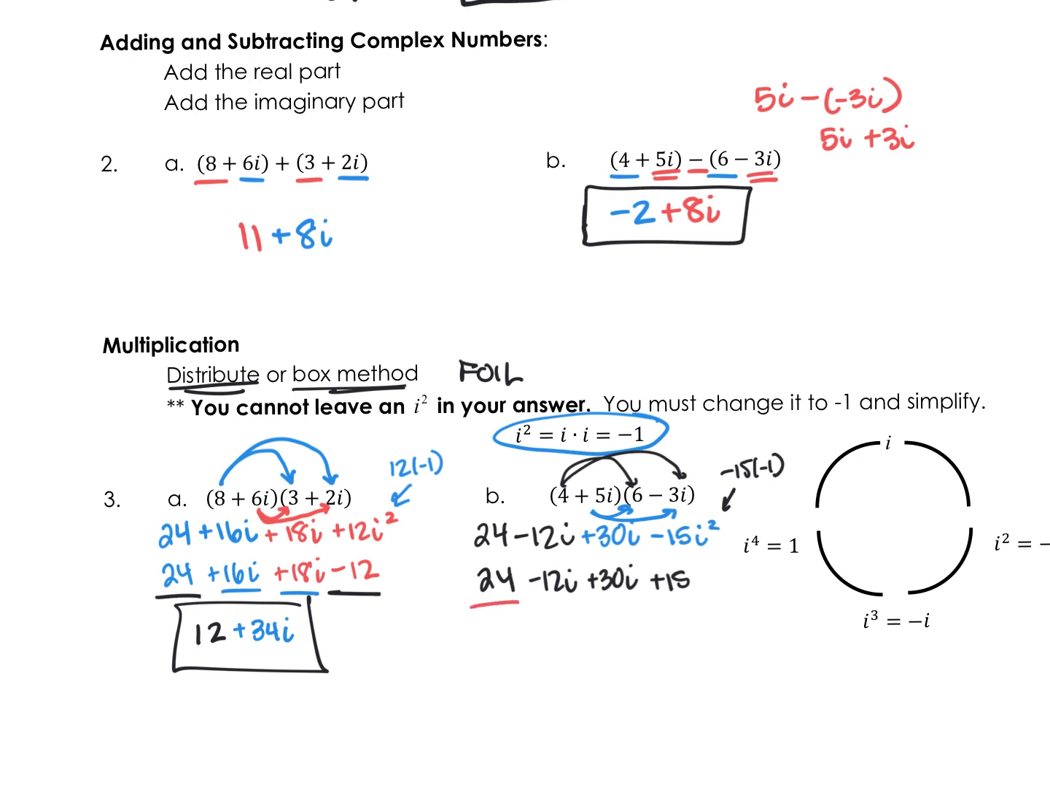Then you can combine like terms. 24 plus 15 is 39. And -12i plus 30i is 18i. And that should be your final answer. Any questions on B?